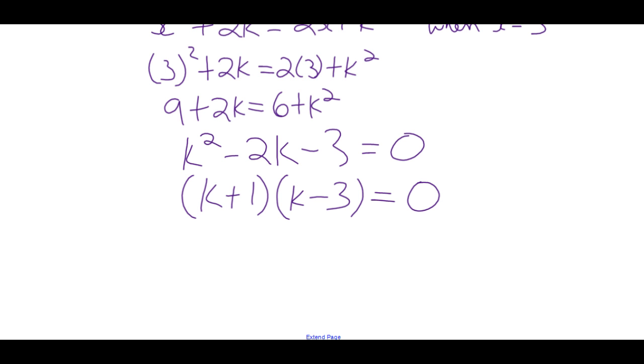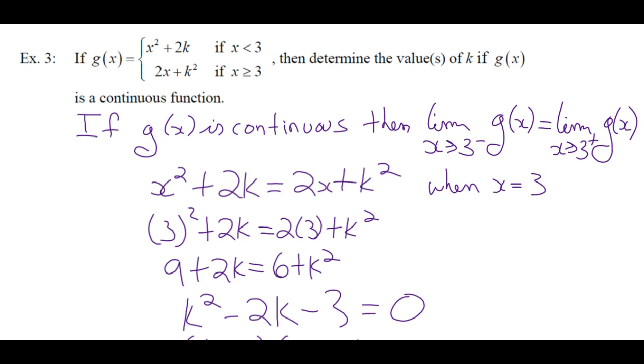Okay, anyways, what's k? So if k is negative 1 or k is equal to 3, this will be continuous. And if not, then it won't be. So those are the values, and that's what it asks us for, right? Determine the values of k if this is a continuous function.